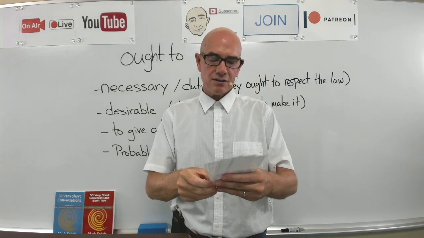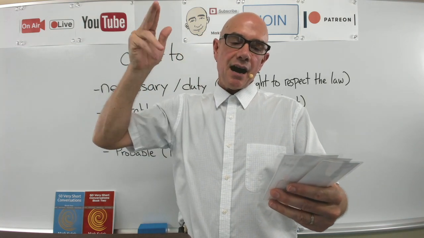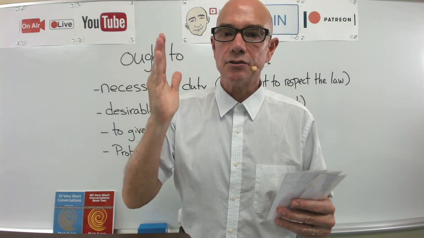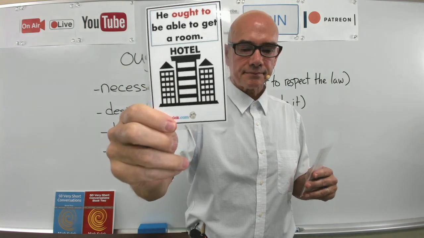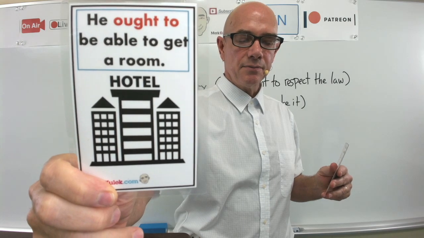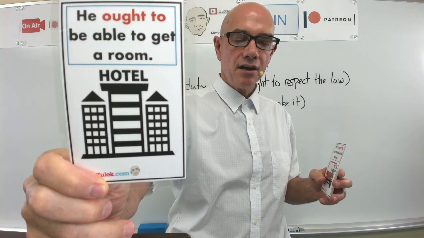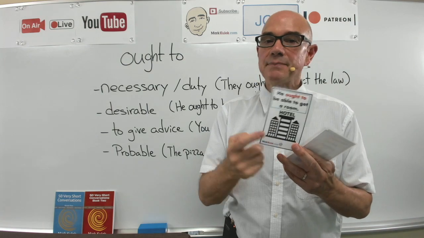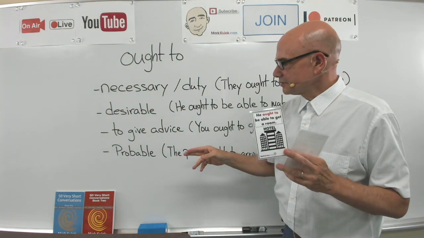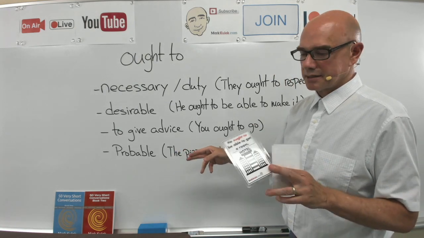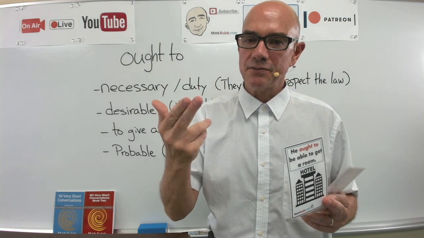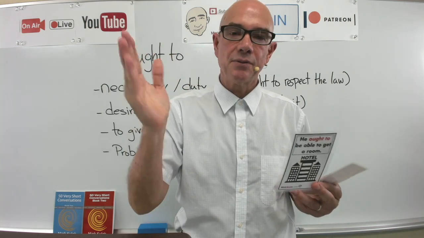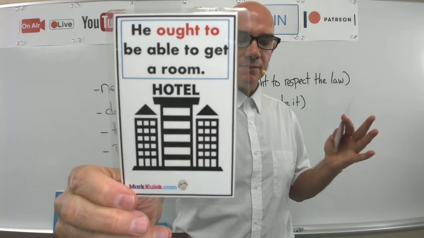Okay, here we go. Next card. He ought to be able to get a room. All right, so he ought to be able to book a room, right? There should be empty rooms in the hotel, okay? So it's probable, yeah? Pretty sure there are empty rooms. You ought to be able to book a room without a problem, okay? He ought to be able to get a room.